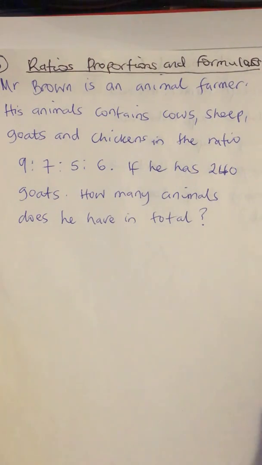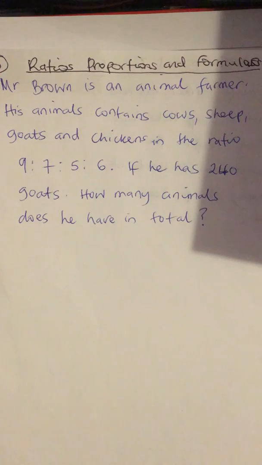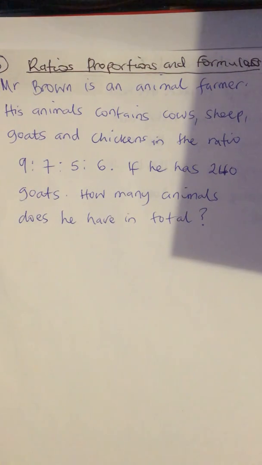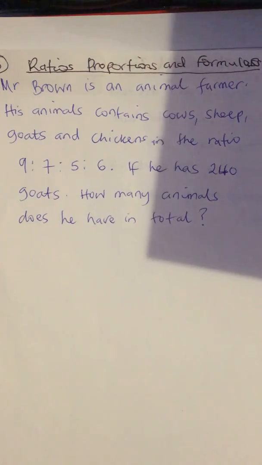So, continuing our ratios examples, we have here a question. Mr. Brown is an animal farmer. His animals contain cows, sheep, goats, and chicken in the ratio 9 to 7 to 5 to 6. If he has 240 goats, how many animals does he have in total?